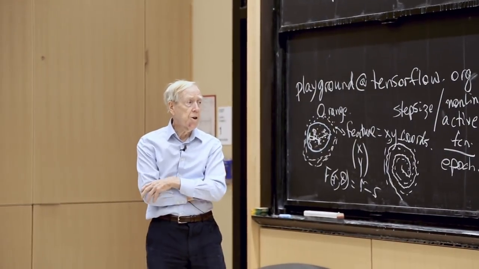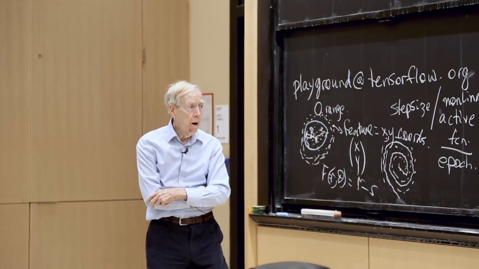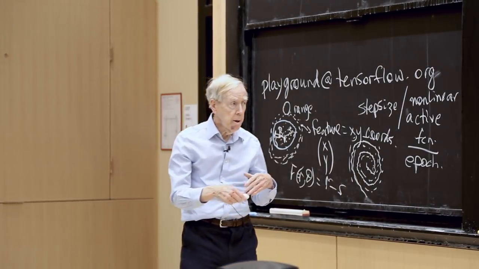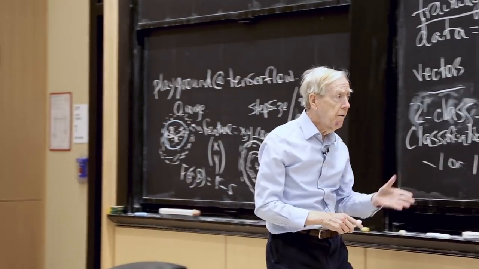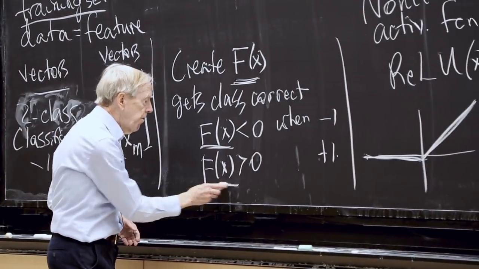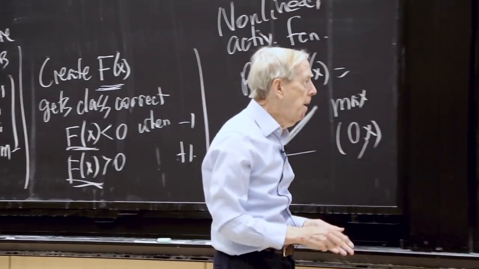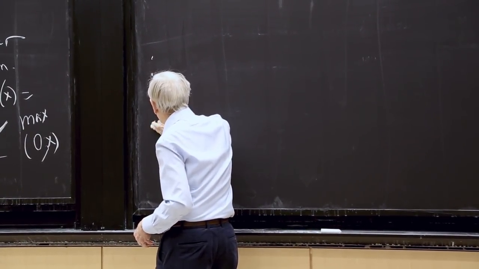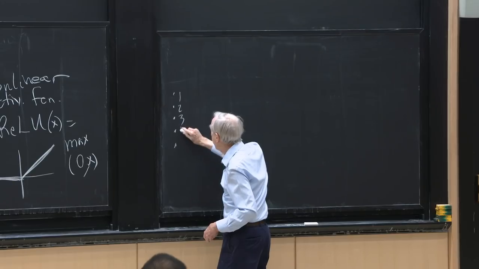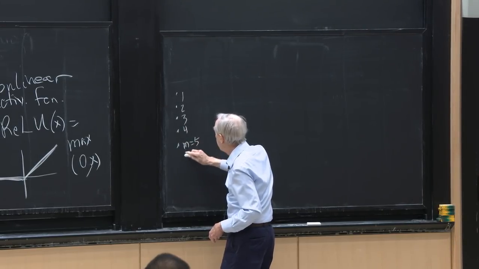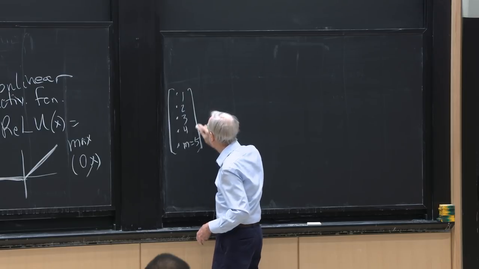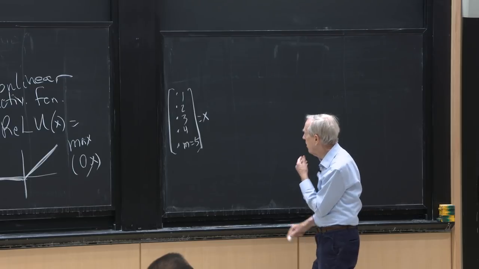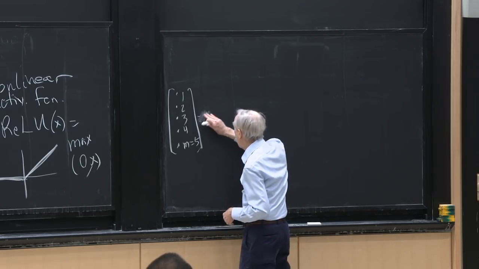Okay. So what does the function look like? Well, as I say, linear isn't going to do it, but linear is a very important part of this function f. So the function f really has the form. We start here with a vector of 1, 2, 3, 4. M is 5. This is the vector x, 5 components. Okay, so let me erase that now.